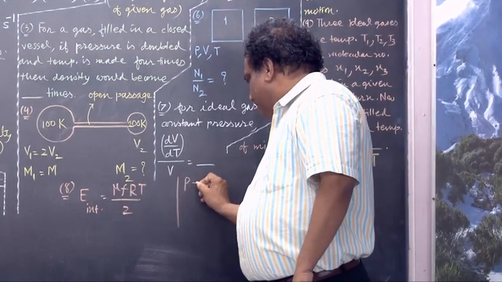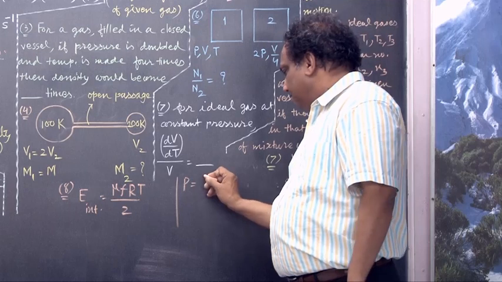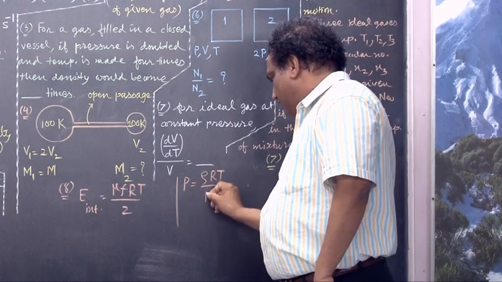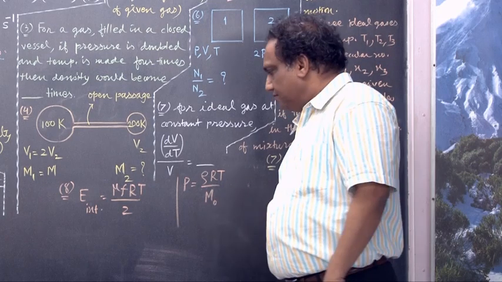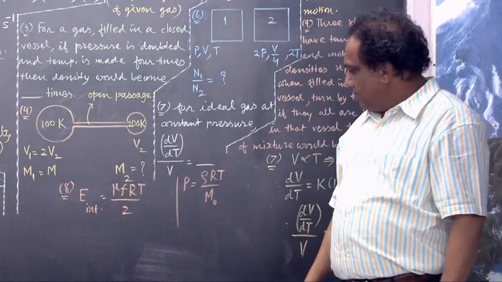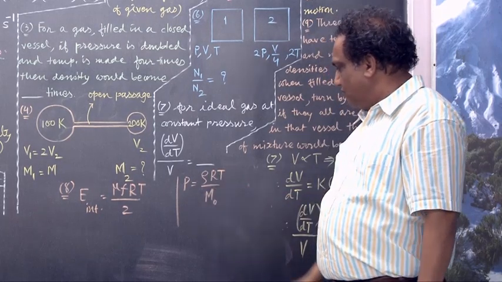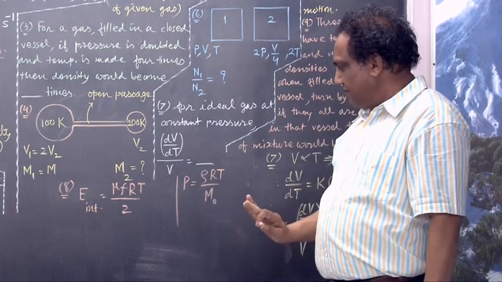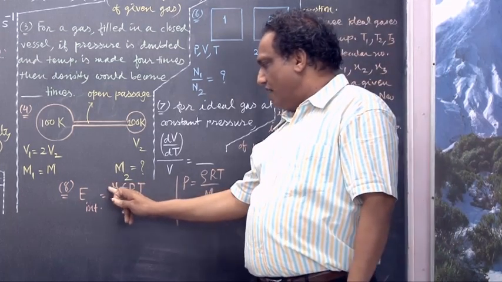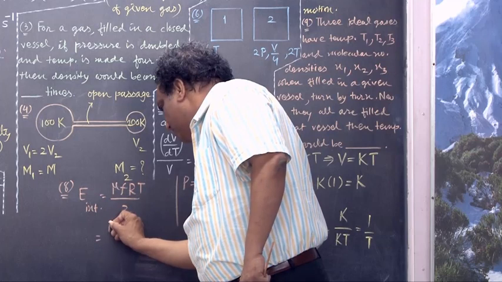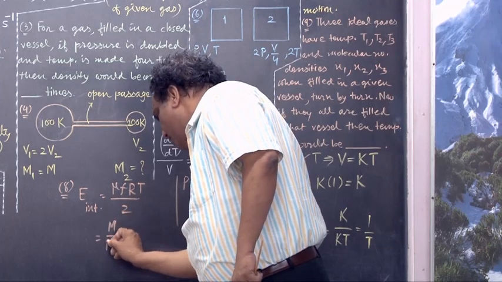What about the pressure formula? Rho RT upon M0. Correct? So just find out RT upon M0 from here. Just a minute. You may write mu equal to M upon M0. I am writing here M upon M0.